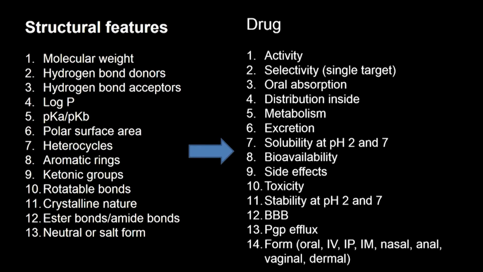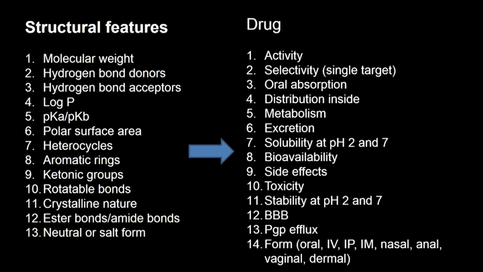Okay. So, what are these structural features? Molecular weight, hydrogen bond donors, hydrogen bond acceptors. Hydrogen bond donors means groups like OH or NH, hydrogen bond acceptors means oxygen, nitrogen, like that. Log P is a very important property.